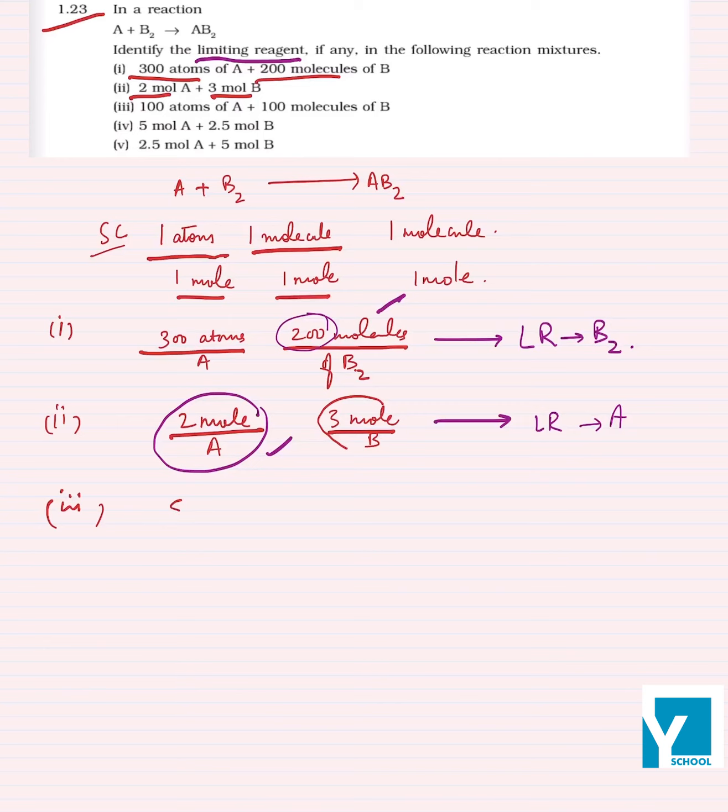5 mole of A combines with 2.5 mole of B. So now here again we know that one mole requires 1 mole of B, right? So 5 mole जो होगा हमारे पास that would require how much mole of B? Obviously 5 mole of B, right?